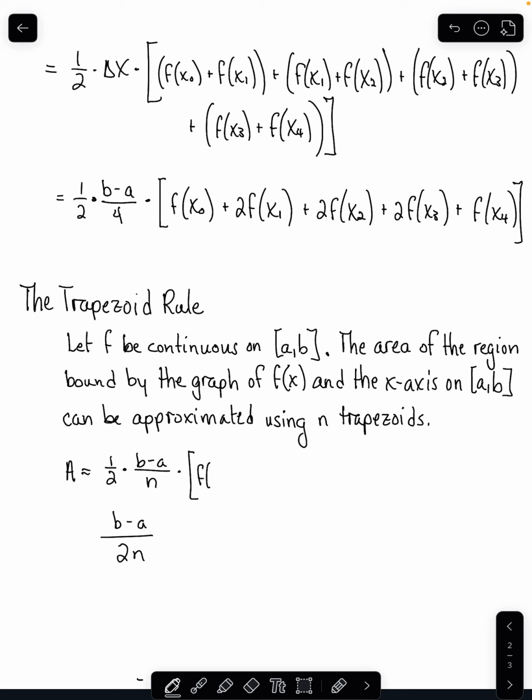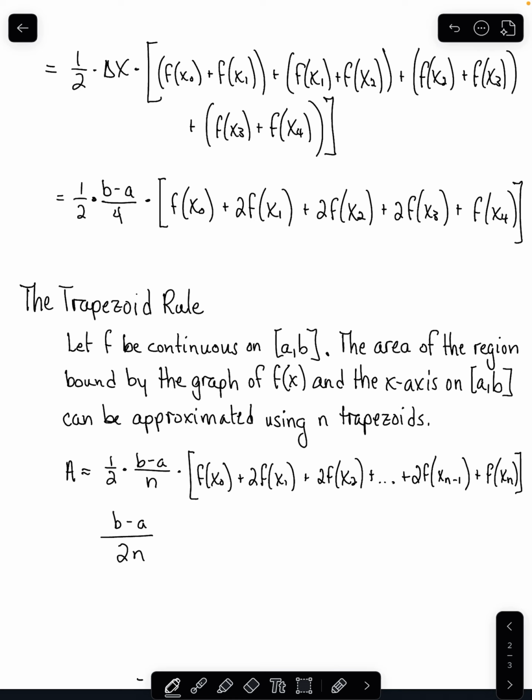times f of x sub 0 once plus f of x sub 1 twice plus f of x sub 2 twice, etc., up to the next to last endpoint, f of x sub n minus 1, which also gets used twice, and then lastly, the last endpoint, which is only used once.